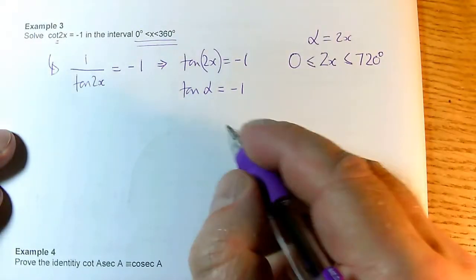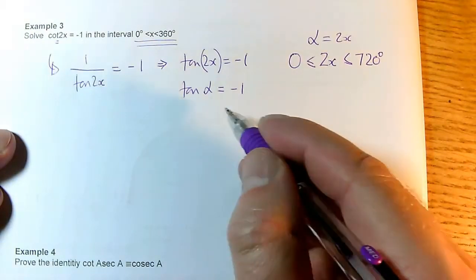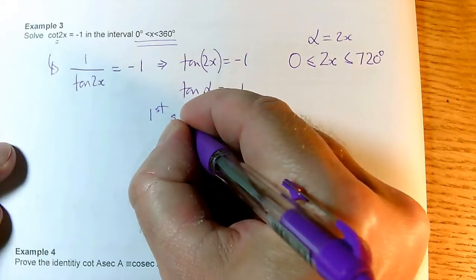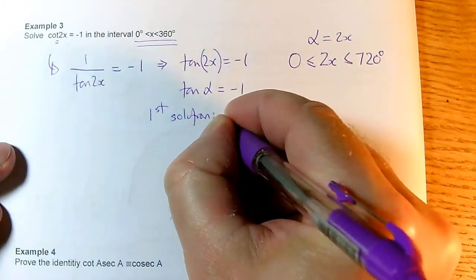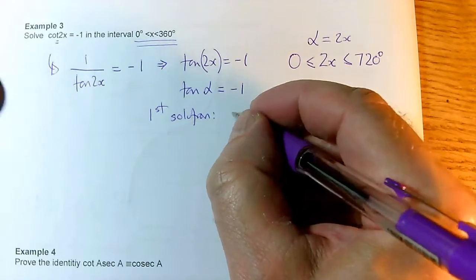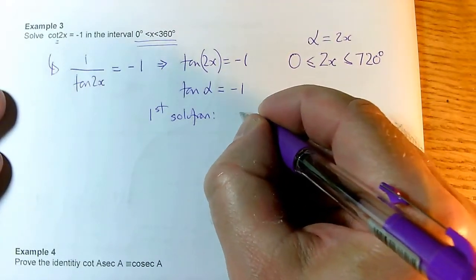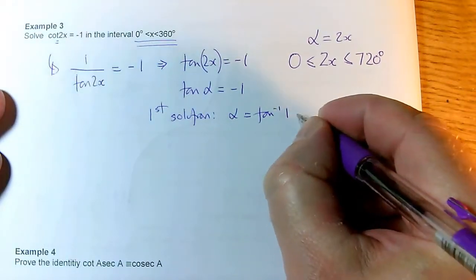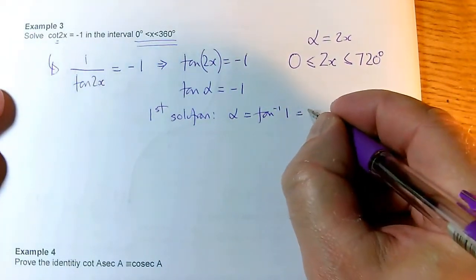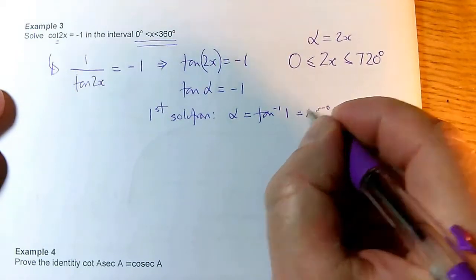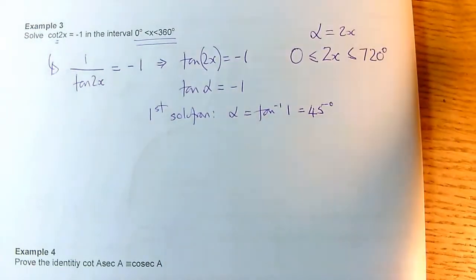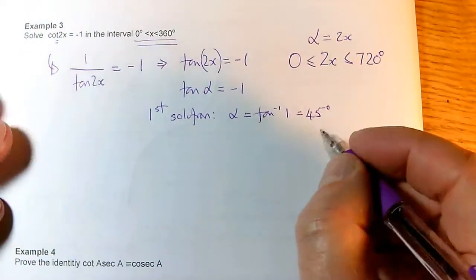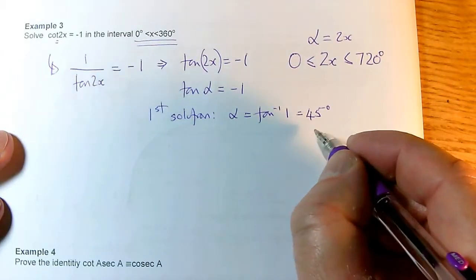Okay, so what do I do now? Well, now I've got tan of something is minus 1, I can just do an inverse tan, and this will give me my first solution. So my first solution, remember there are multiple solutions to trig equations, is going to be alpha being inverse tan of 1, which I can do on my calculator, but it's one of those exact ones. This one happens to be 45 degrees. I am in degrees, always check. Are you in degrees? Are you in radians? This one says degrees, so I'm in degrees. So inverse tan of 1 is 45 degrees, good.